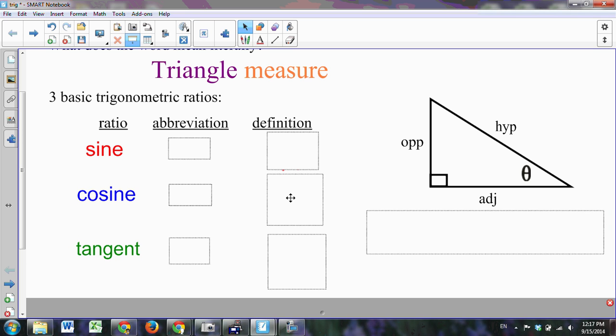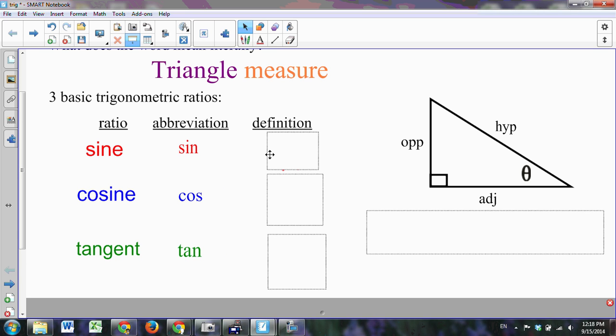And we learn a little acronym to help us remember what sine, cosine, and tangent are. First of all, let's talk about the abbreviations. The abbreviation for sine is SIN. It has nothing to do with sin, but it is kind of funny that it happens to look like that. There's nothing sinful about sine. The abbreviation for cosine is COS, and the abbreviation for tangent is TAN. Basically just the first three letters of the words.